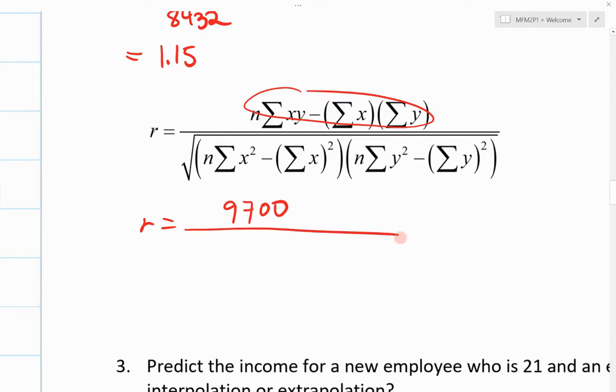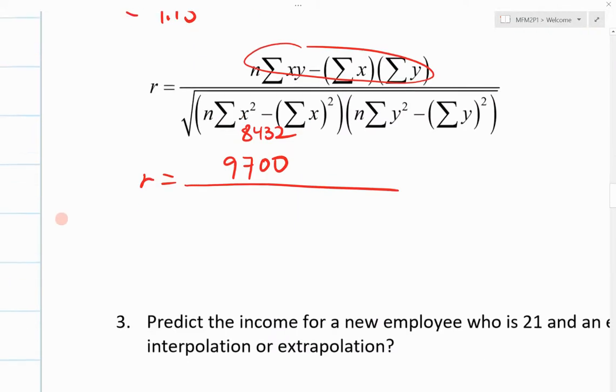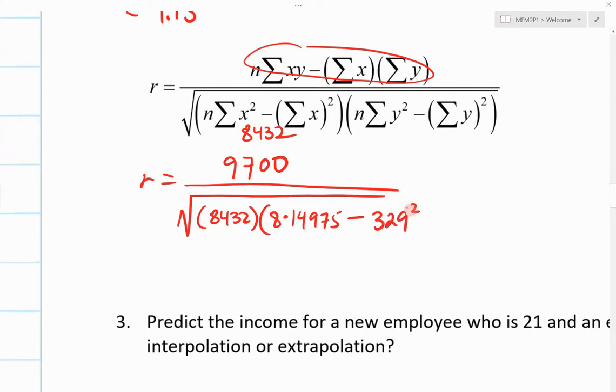Let's do a little bit of algebra here. This bottom part, we also already calculated. This part here was the same thing we had up here, 8,432. And we get to do the same thing for the y value. So let's write that down here. This is the square root of 8,432 multiplied by, so n is 8, the sum of all the y values squared is 14,975, and we subtract the sum of y, 329, squared.